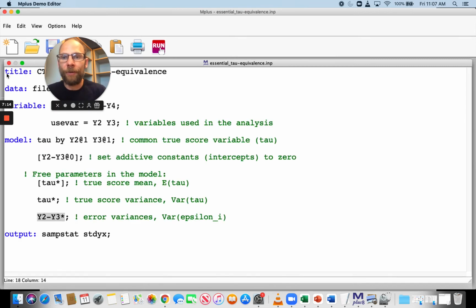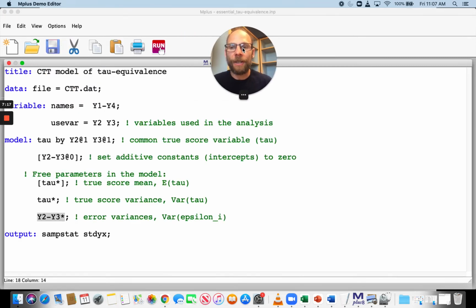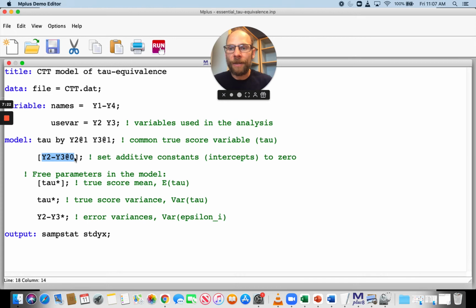So let's go back to the input file and now specify the essential tau equivalence model. How do we do that? We do that by only slightly changing this subcommand here, or the statement for the intercept. So now we only set the first intercept to 0. That's our reference indicator that identifies the mean and variance of the true score factor. And then the second intercept is now freely estimated, so we delete the @0 here, and instead we can put a star, if we like, to indicate that this intercept is now being estimated. So we add this additional parameter to the model, and then we have a model of essential tau equivalence.